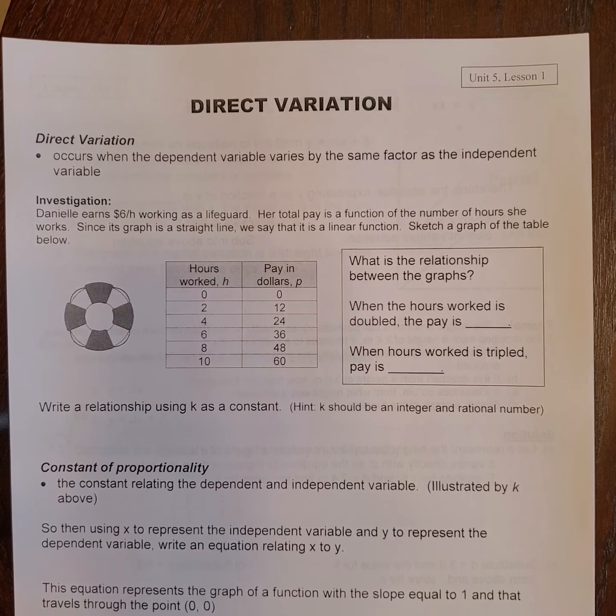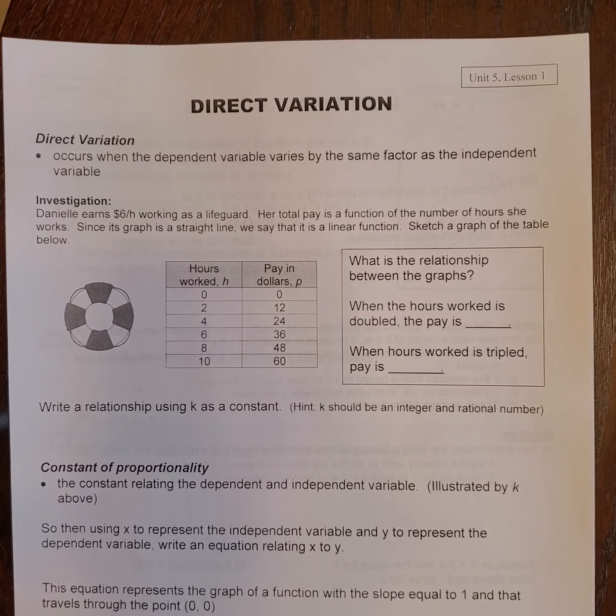So let's do an example together. Danielle earns $6 per hour working as a lifeguard. Her total pay is a function of the number of hours she works. Since its graph is a straight line, we say that it is a linear function. So we're going to be using this word a lot in this unit. So let's highlight linear function. Sketch a graph of the table.